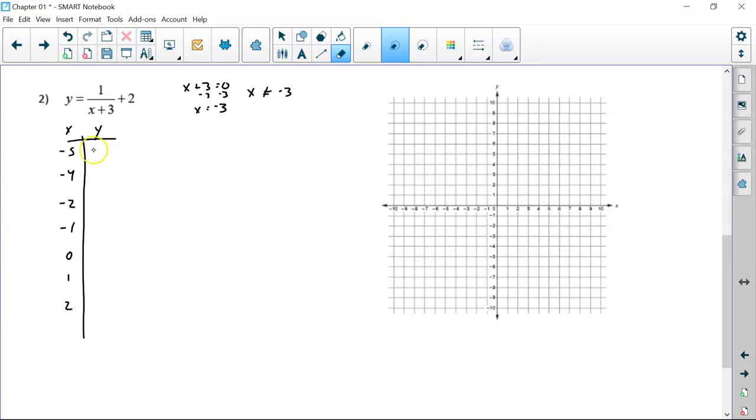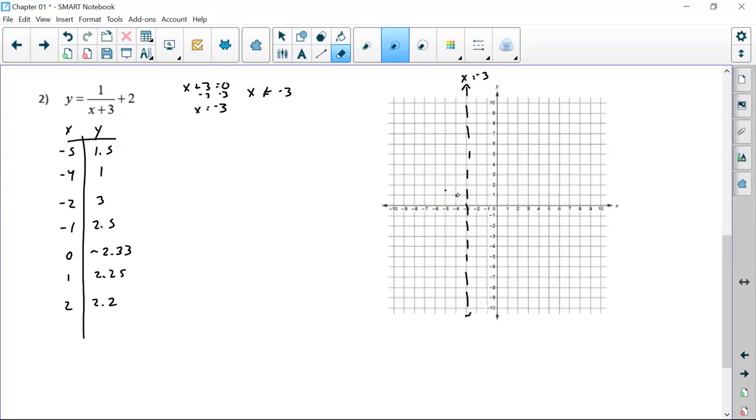So when x is negative 5 from the table, y is 1.5; negative 4, 1; negative 2, 3; negative 1, we're at 2.5; and then about 2.33, I rounded. And then for 1, it's going to be 2.25, and for 2, it's going to be 2.2. Now, because x can never equal negative 3, we have a vertical asymptote at x equals negative 3. So there's our vertical asymptote. Now, let's plot some points. Negative 5, we're at 1.5. Negative 4, we're at 1.